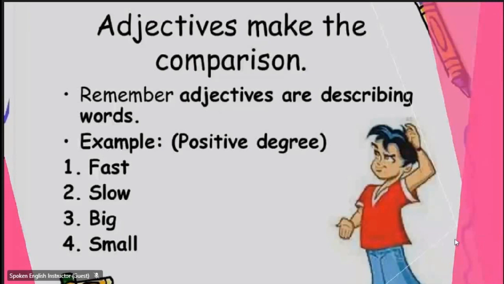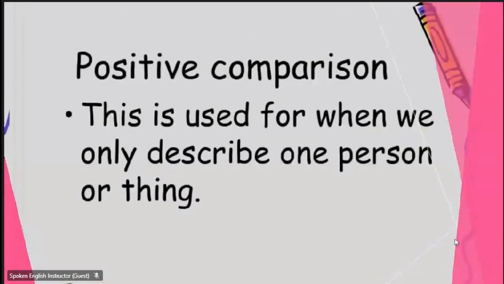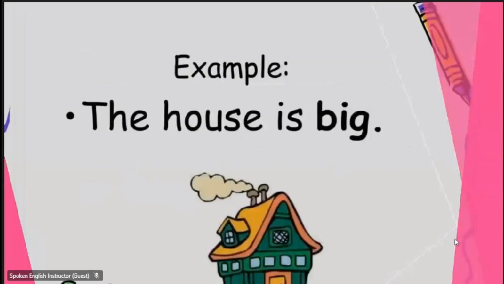Okay, so adjectives make the comparison. We use adjectives when we need to describe a noun or pronoun. There will be so many examples that we are going to see today. So positive comparison. What is the positive degree and how do we do the comparison in this degree? This is used when we describe only one person. When we are describing one person or a thing, then we use the positive degree. That is the main difference.